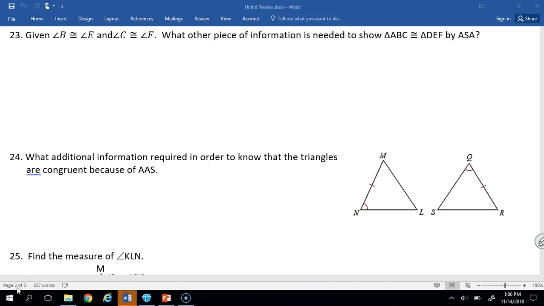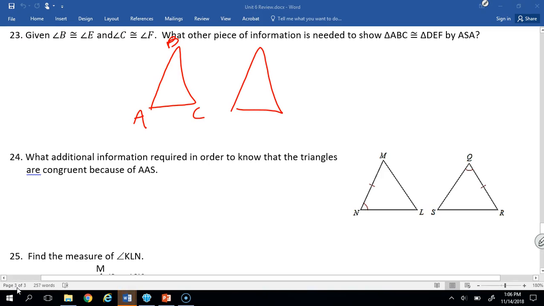Number 23 says, given that angle B and E and C and F are congruent, what other piece of information is needed to show that ABC is congruent to DEF? So I'm going to draw an ABC, and it doesn't really matter what these look like, and a DEF. And then I'm going to mark on them what we know. So we know that B is congruent to E, and we know that C is congruent to F.